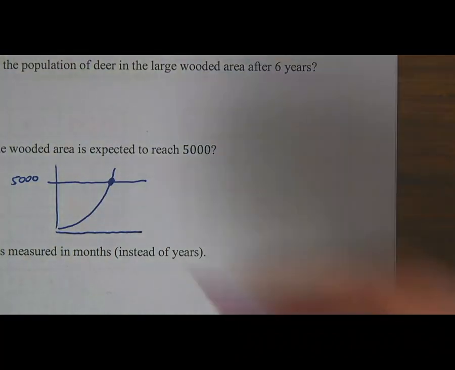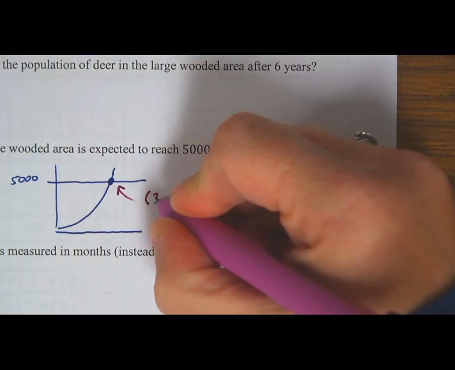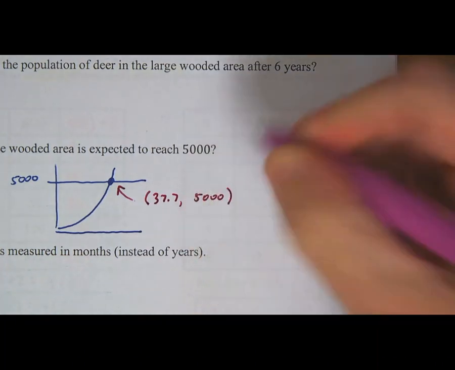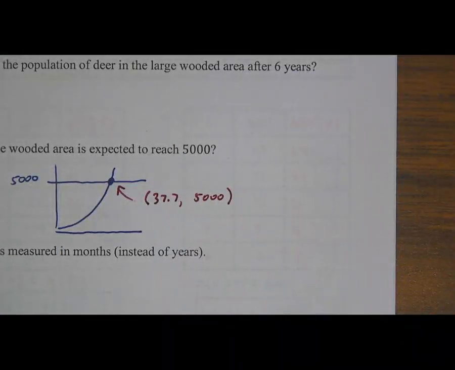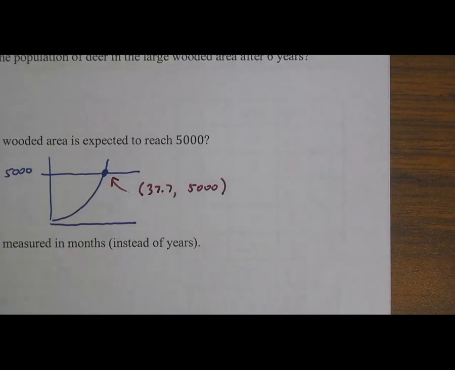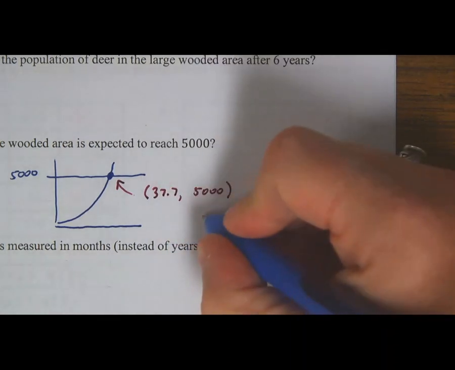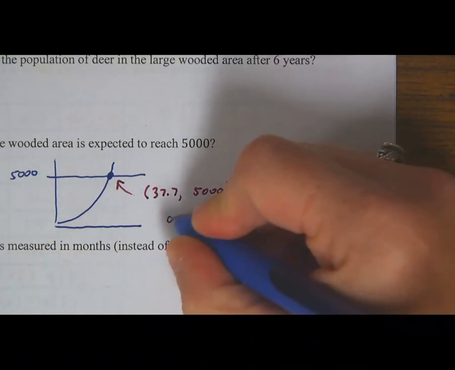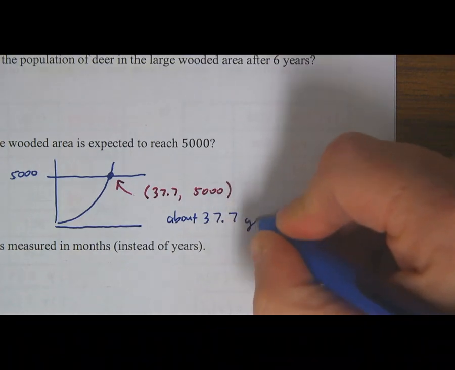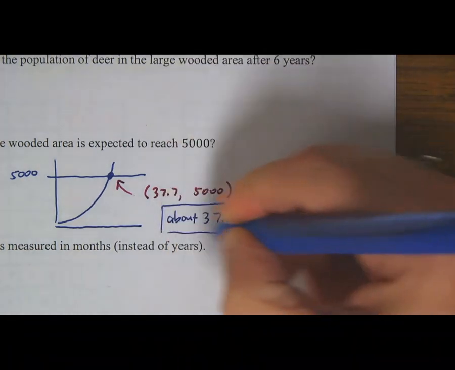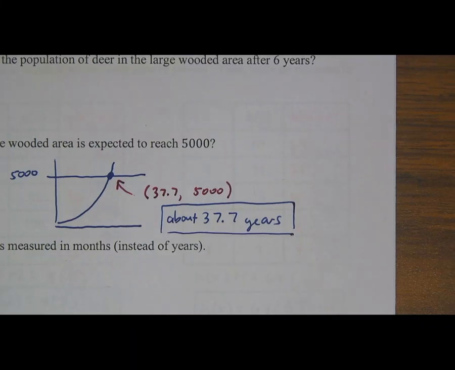Yes. T is in years, so that is years. Yeah, if it said find the number of months, then I would convert it to months. But it just said find T. And T is already up there in the word problem. It says T is already in years. So in my answer, I'd say about 37.7 years. We good with that one? Okay.